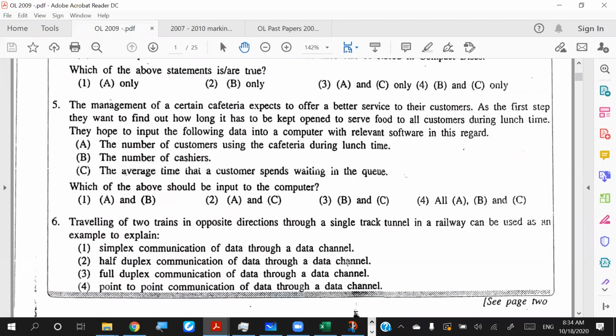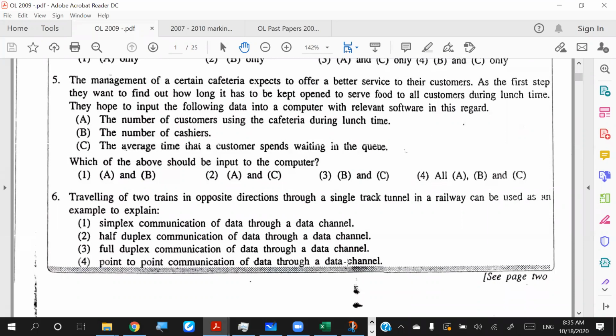So what we have to assume is inside the tunnel there is only one track. Outside it there can be many, but that question is not explaining about that, which is not a good thing. But if we take the scenario, only one train can travel from one direction at a given moment. So this replicates the way it happens in half duplex communication, right? So half duplex says you can communicate to both sides, but one side at a time, right?